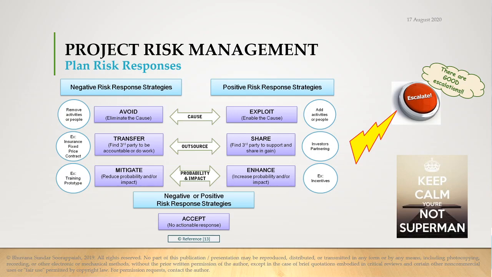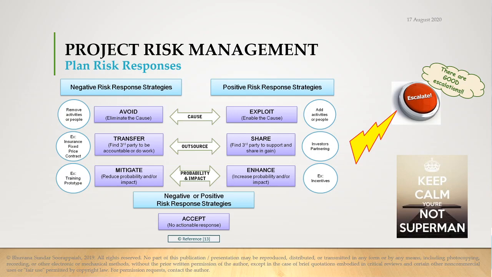What is another most famous type of mitigation? Training. How many of us have thought of training as a mitigation thing? What are you mitigating? In training, you are reducing the probability of the risk of getting poor quality because the people are not qualified.